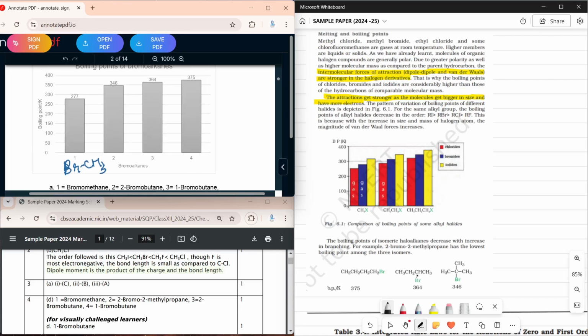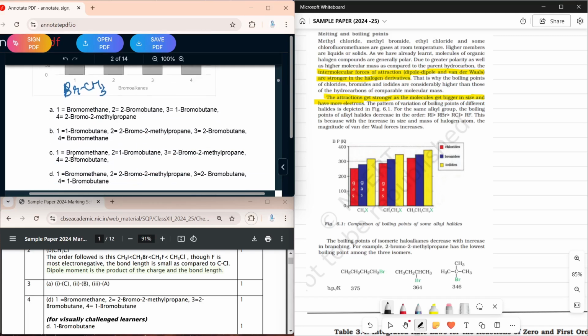2-bromobutane. It's in the second position, 2-bromobutane, and then you have 1-bromobutane. So 1-bromobutane is going to have the highest boiling point, and after that it's going to be 2-bromobutane, and then 2-bromo-2-methylpropane, and then you have bromomethane. So the answer to this question is going to be option D, with bromomethane. Then you have 2-bromo-2-methylpropane, then 2-bromobutane, and 1-bromobutane.